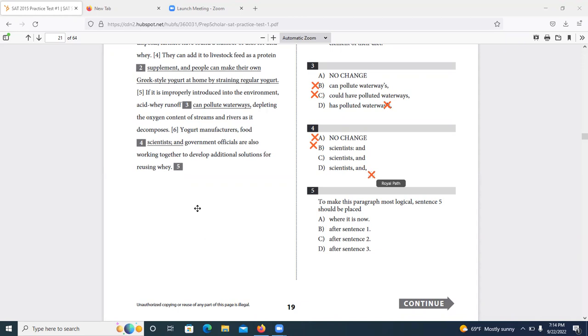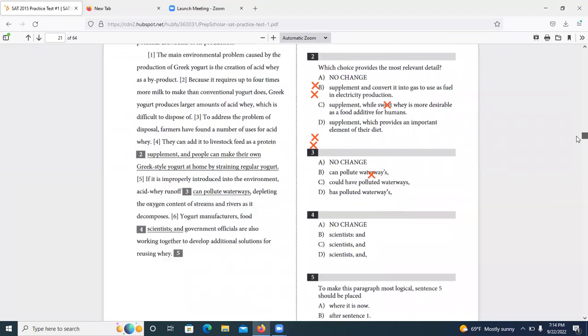5. To make this paragraph most logical, sentence 5 should be placed. Be careful not to mix up that 5 and that 5. Sentence 5 is actually right here. So if it is improperly introduced into the environment, acid whey runoff can pollute waterways, depleting the oxygen content of streams and rivers as it decomposes. So these placement questions are generally a bit harder because you have to read what comes before and what comes after. So let's read it a little bit.